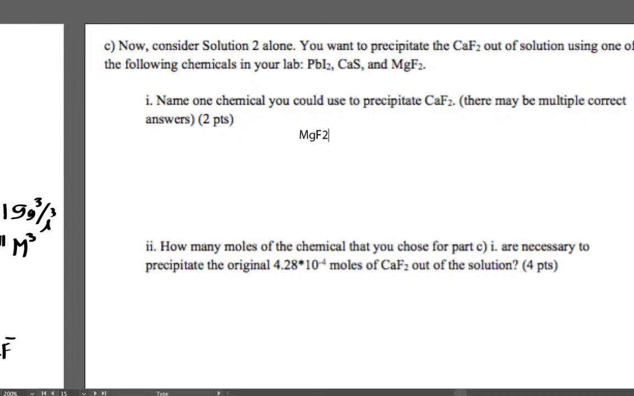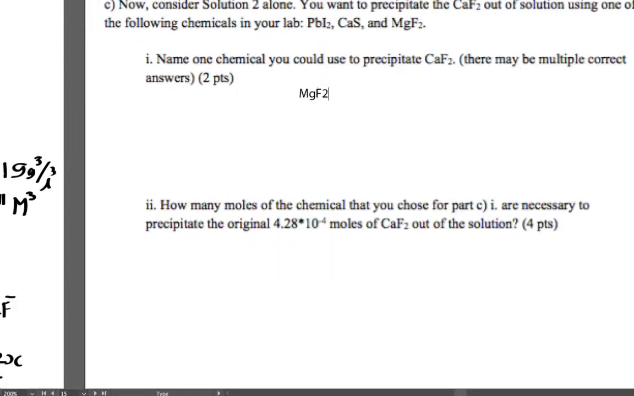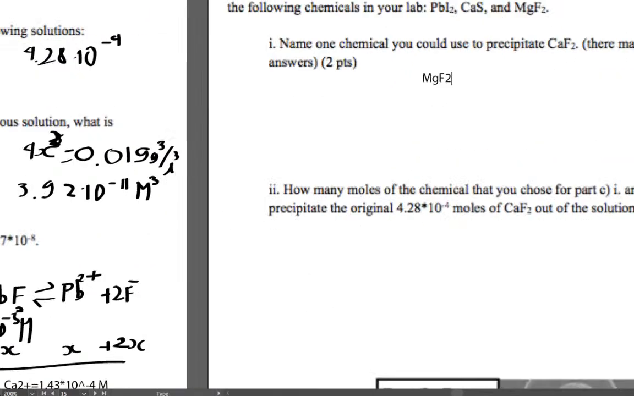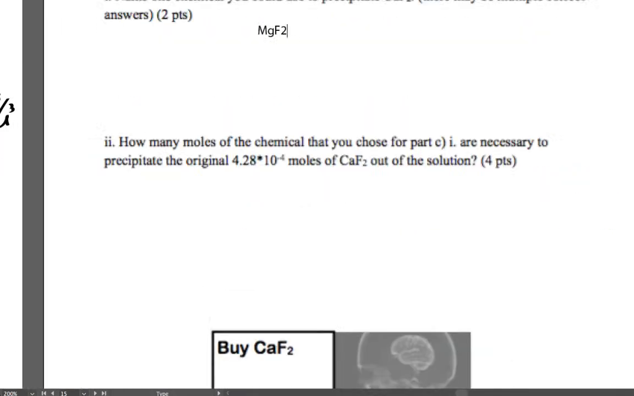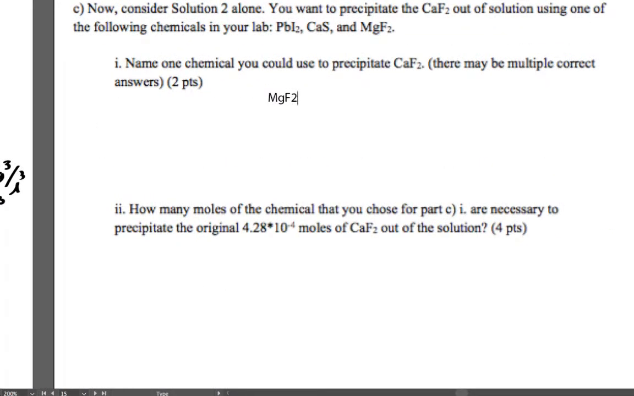How many moles of the chemicals that you chose for part C I is necessary to precipitate the original 4.28 times 10 to the power negative 4 moles of CaF2 out of the chlorine? Wait. Oh wow. That is the thing that I'm going to be doing. To precipitate the original... okay. How many moles are necessary to do that?